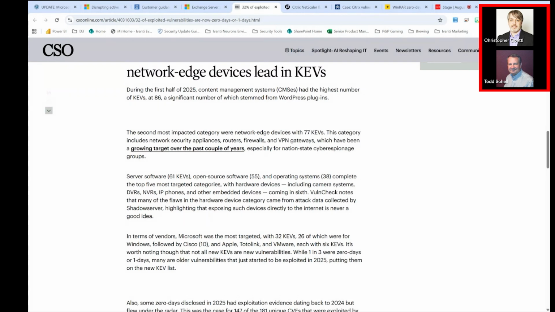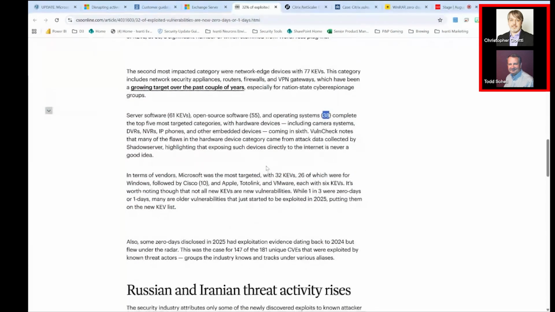Server software, 61 of those 432 are targeting typical server software that we're running within our environments. Open source was another 55. Operating system, another 38. So that rounds out the top 5 categories, and that's the majority of those 432 vulnerabilities that are being exploited this year. So yeah, there's definitely a lot.